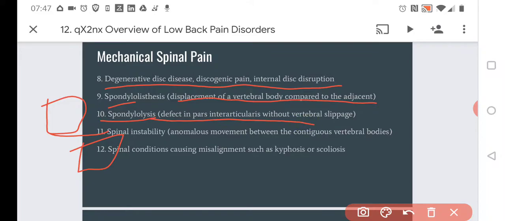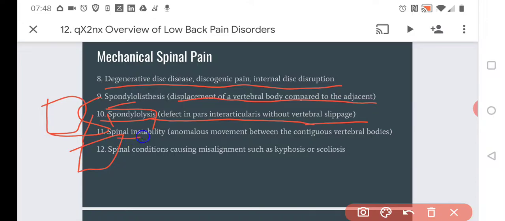Spondylolysis is a defect in the pars interarticularis without vertebral slippage. In order for spondylolisthesis to be possible, we need to have some damage in the connections between the vertebrae. And this damage between the vertebrae that is enabling the spondylolisthesis is generally spondylolysis. Of course, it's not always the case, but usually. However, spondylolysis does not always need to get to spondylolisthesis. However, it's very much related.